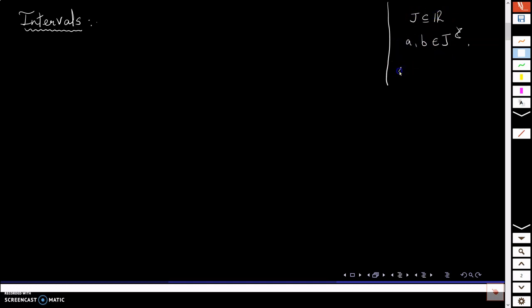So this is a subset of a real line. Let's say this is R and this is A and this is B. I'm taking 2 points in J. Now this set J is said to be an interval if, given any 2 points A and B in J, each and every point which is lying between A and B will also come in J. So if A and B belong to J and X is a real number which lies between A and B, then X also should come in J. If this condition is satisfied, then we say that the set J is an interval.